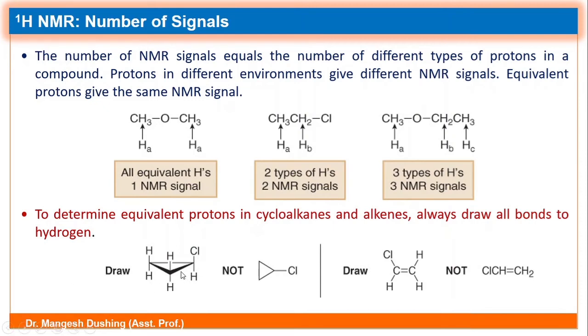So 1, 2 and 3 signals are possible. If you write the structure like this, then there will be only 1 and 2 types of protons, so that will be the wrong answer. A similar case is over here also. If you write the alkene like this, then you can say that there are only 2 types of protons, one is CH2, one is CH. But if you write in a proper manner, then you will understand there are many types of protons.